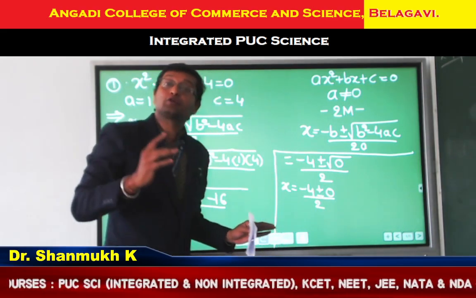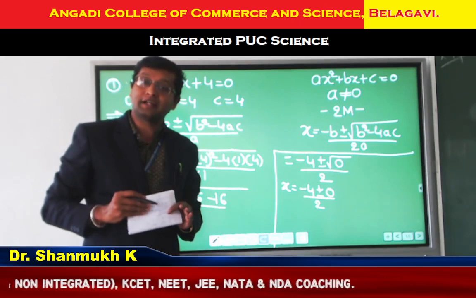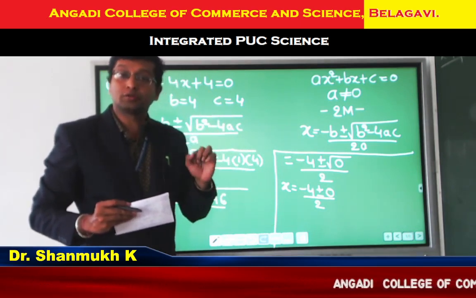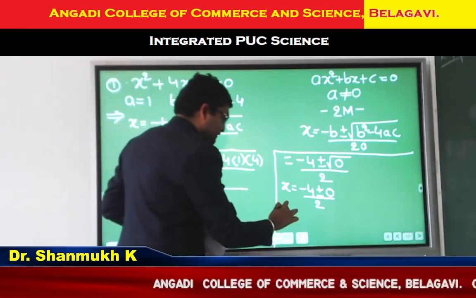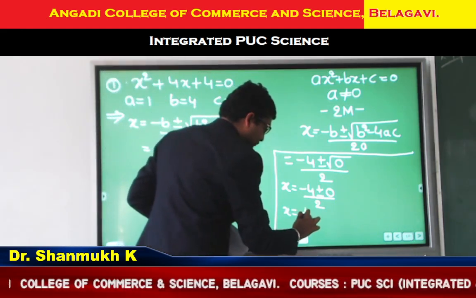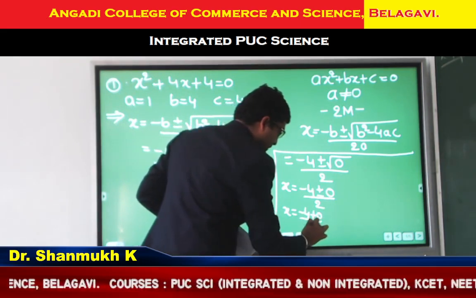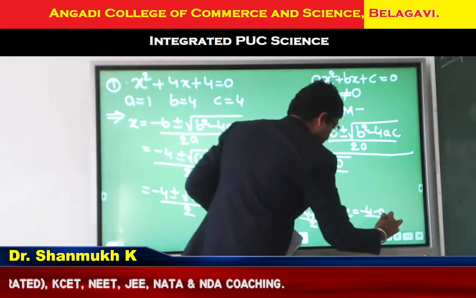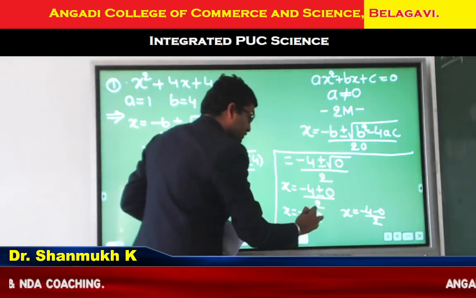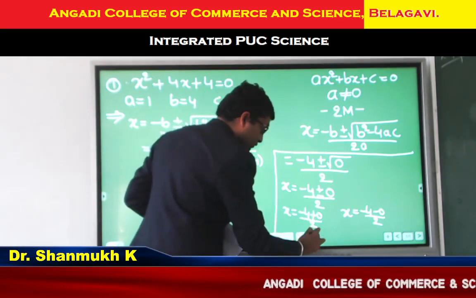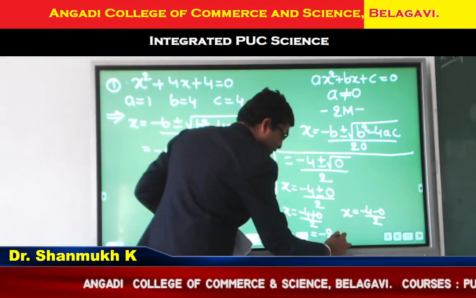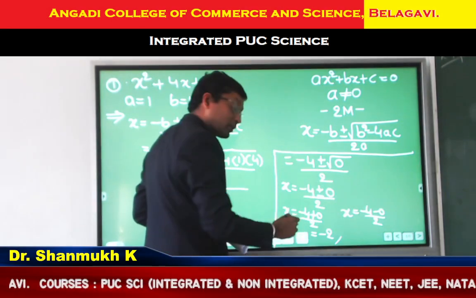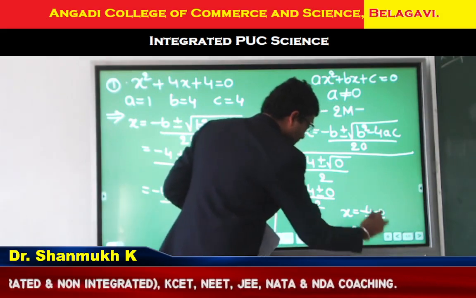Then we obtain two solutions. Dear students, remember that a quadratic equation leads to two solutions. Two solutions we need to write. So x equal to minus 4 plus 0 divided by 2 and x equal to minus 4 minus 0 divided by 2. Minus 4 plus 0 is minus 4; minus 4 by 2 we get minus 2, which is one solution. Another solution is minus 4 minus 0, which is minus 4, divided by 2, and we get minus 2.